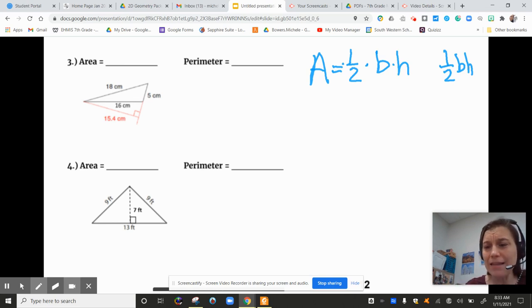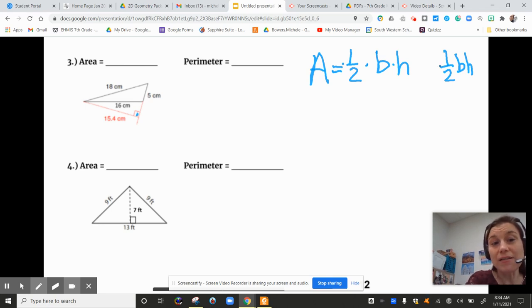And to be able to find that, if I try to pick the base first, I might pick it incorrectly. So I need to first find the height. That'll be the easier thing to find, because in order for it to be the height, it needs to have a little right angle box on it. And so I just look for the right angle box. So I look for it, and here it is. So that means that that's the height.